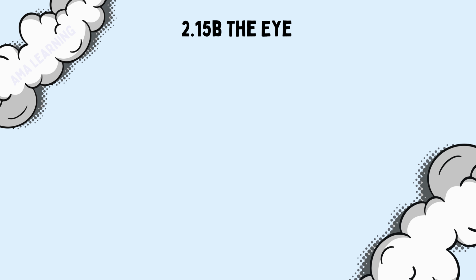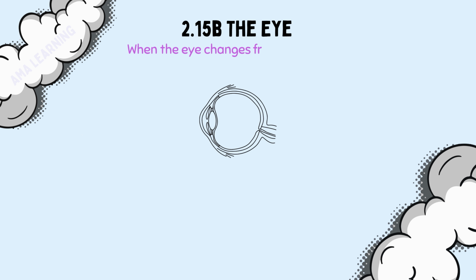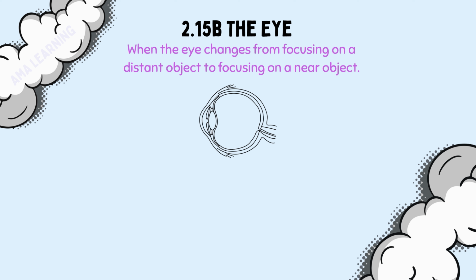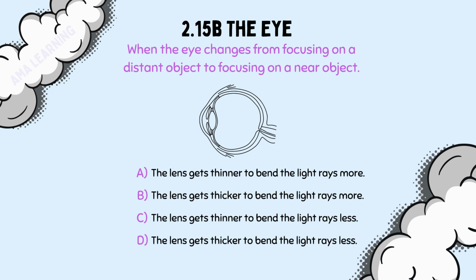This is a multiple choice question asking the following. What happens to the lens and the amount the light rays bend when the eye changes from focusing on a distant object to focusing on a near object? We have learnt that when we are looking at an object that is near to us, the ciliary muscles contract, the suspensory ligaments loosen, the lens becomes thicker and refracts the light rays more strongly. This means the correct answer is B.